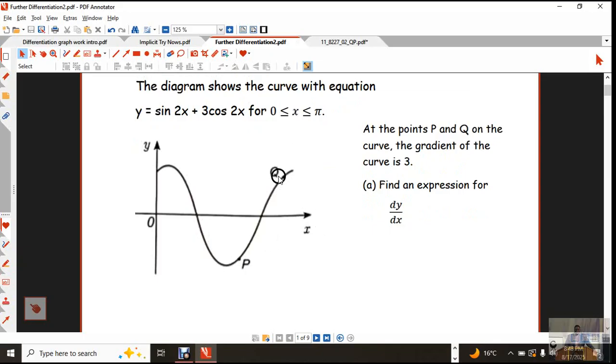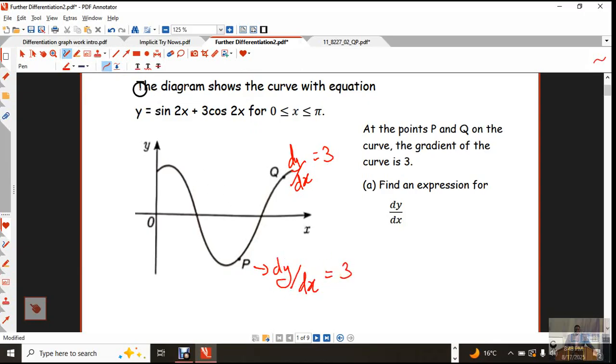They say at the points Q and P, the gradient of the curve is 3. So that means at this point dy/dx is equal to 3, and similarly at this point, dy/dx is equal to 3. As that information is given to us, of course here they give you an indication: we need to find dy/dx. So let's find dy/dx.